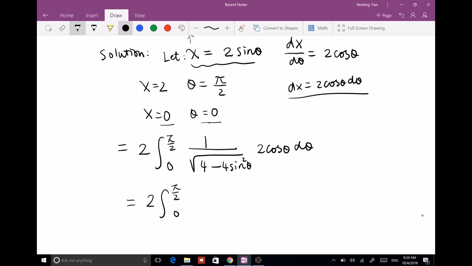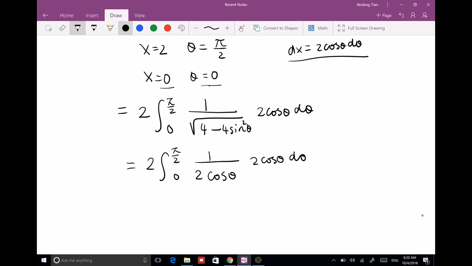So 1 over the square root of 4 minus 4 sine squared theta, which equals, we simplify this part. We take out the 4. So square root of 4 equals 2. Square root of 1 minus sine squared theta, which is cosine squared theta. Then we take a square root, it's just cosine theta. You know that. So 2 cosine theta. Okay, so now we continue.